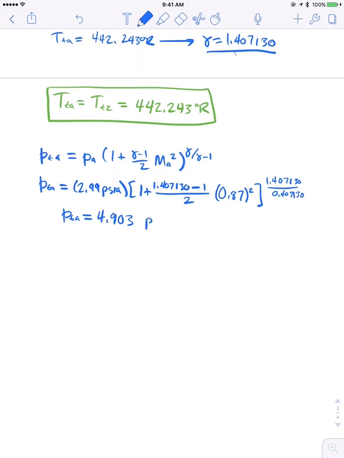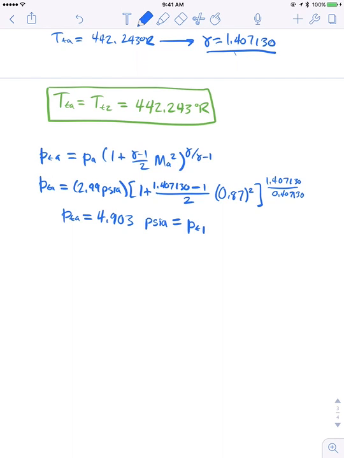4.903 psia. And since we're flying subsonic, there won't be any total pressure loss due to shock waves between the free stream total pressure and the front of our inlet. So we can say that PTA is also going to be equal to PT1.